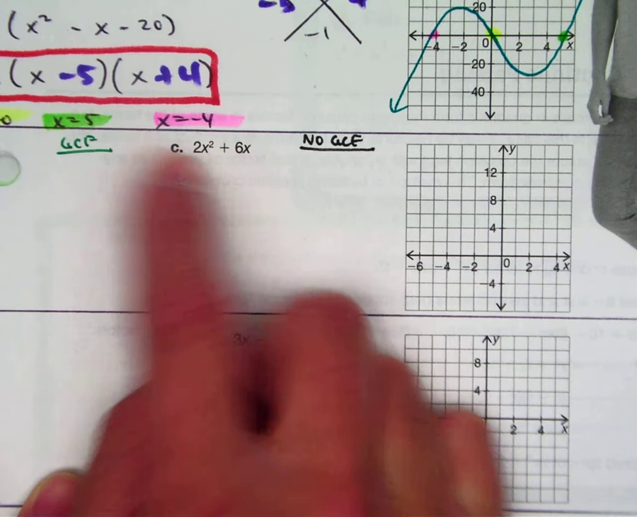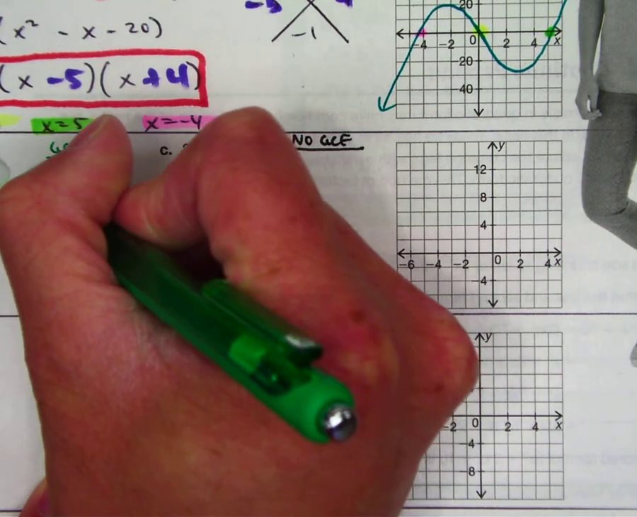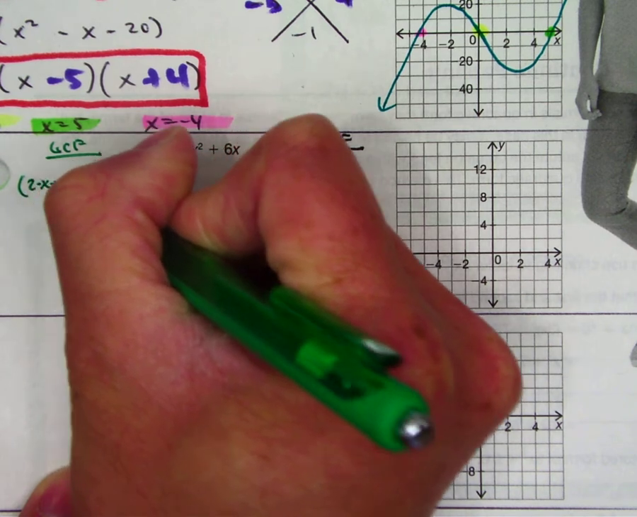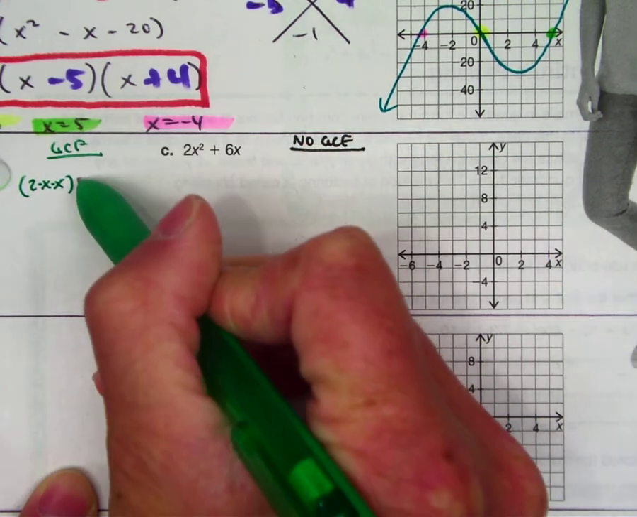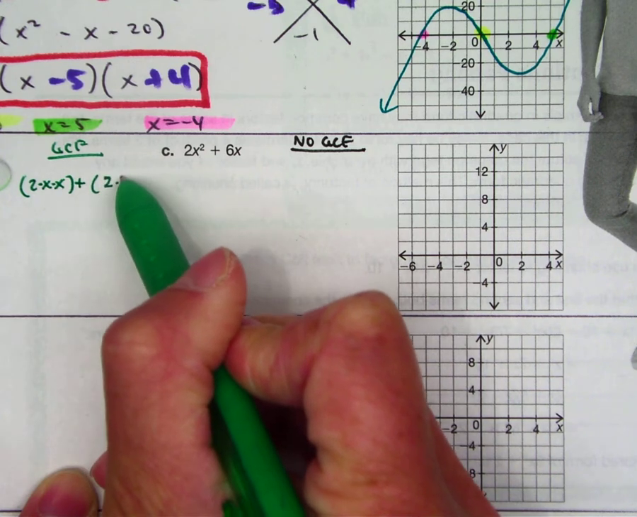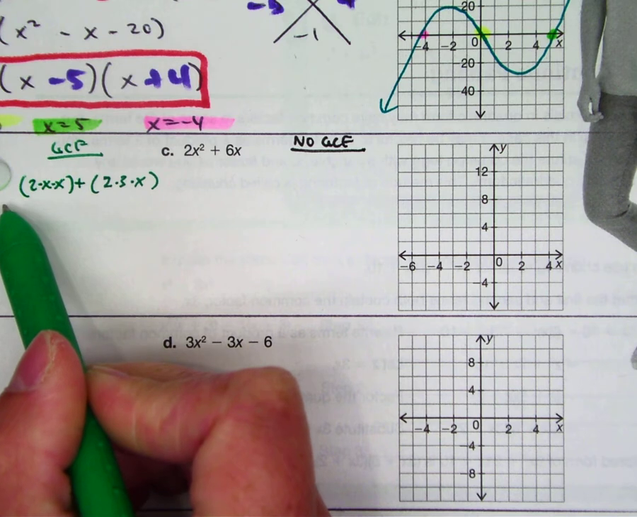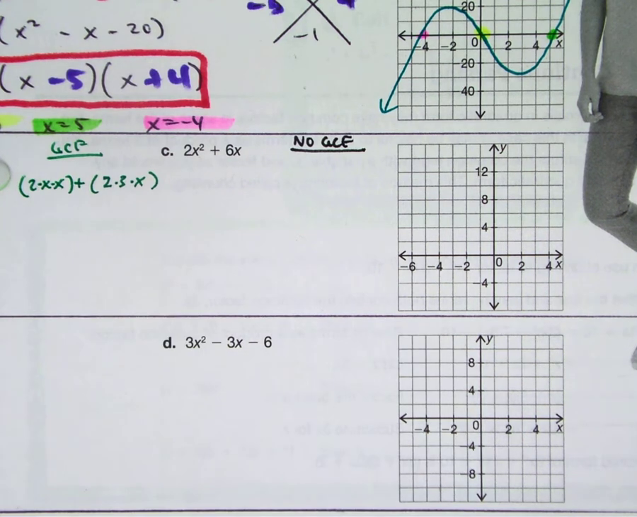Alright, for C, for those who did the greatest common factor, you just break them up into factors. Math operation. And then notice how I changed that 6 to be a 2. Do you guys see that? 2 times 3 times x.